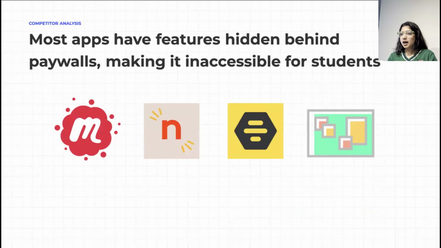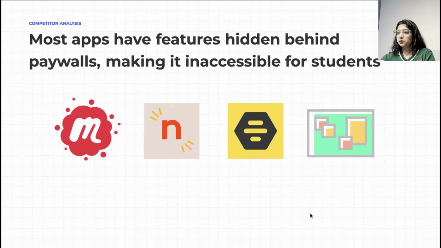So before jumping into solutions, I wanted to understand what was already out there. I looked at apps like Meetup, Nudge, Bumble BFF, and two things stood out. First, many features were locked behind paywalls, and second, most platforms rely on heavy active search. You have to go looking for events instead of them being surfaced to you. That made me wonder, is the issue really about availability or is it about effort?